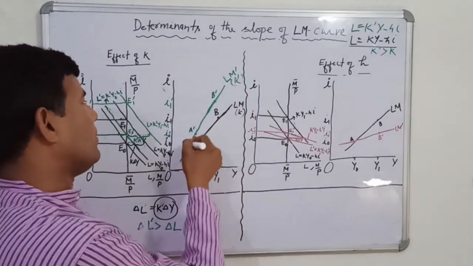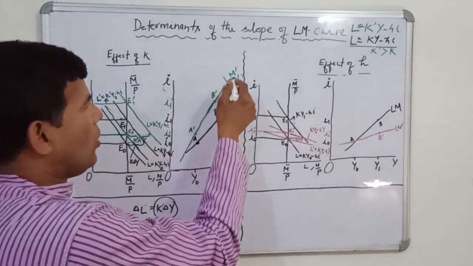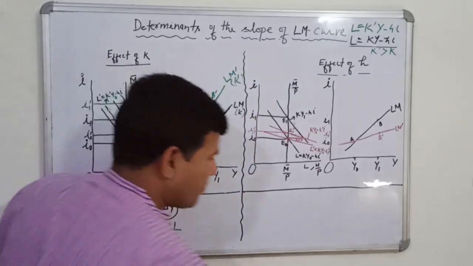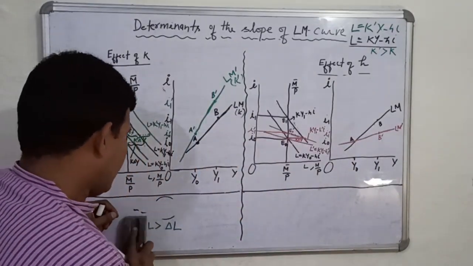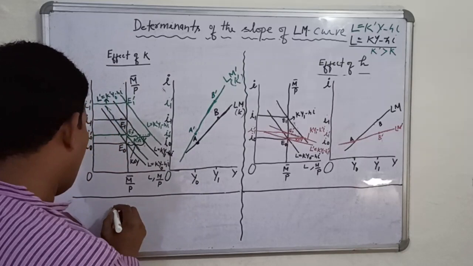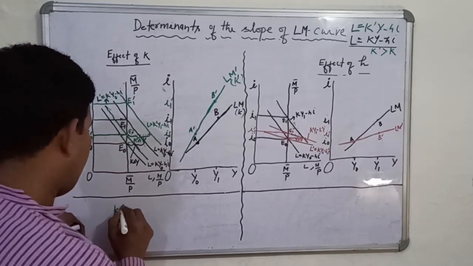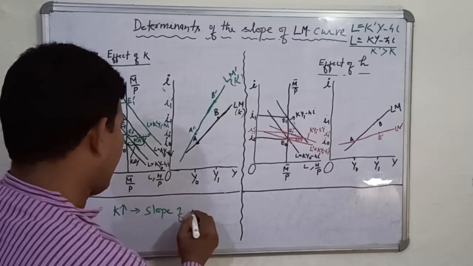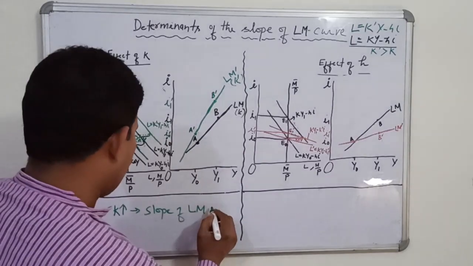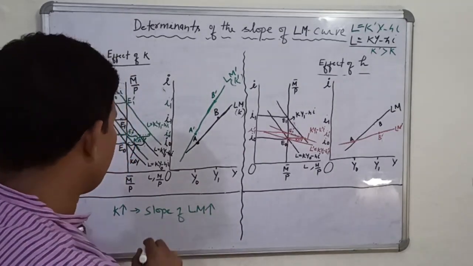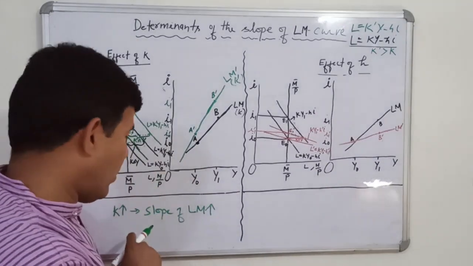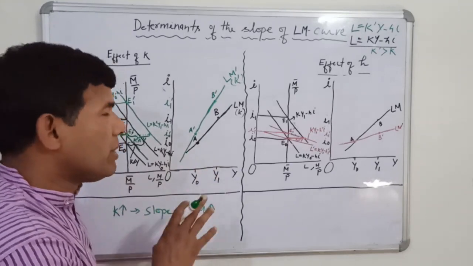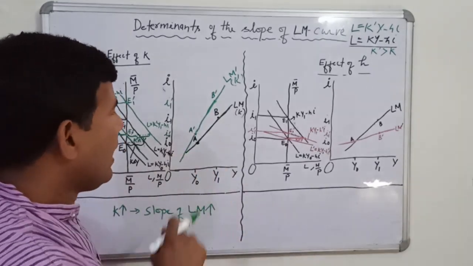So this is your new LM curve, right? The slope is higher for LM prime as compared to LM. So what do we get here? We get that if the value of K rises, the slope of LM rises, right? Similarly, with the same logic, if the value of K falls, the slope of LM falls. So this is what determines the slope of the LM curve, right?